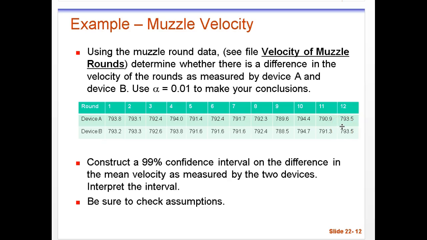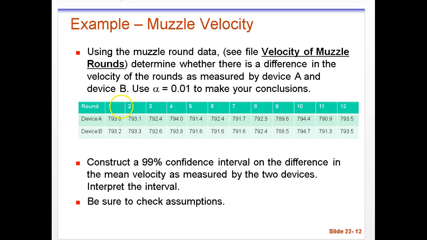To illustrate the paired t-test, I'm going to use the data in the file called velocity of muzzle rounds. This one is a paired situation. We are comparing two devices to measure the velocity of a muzzle round.